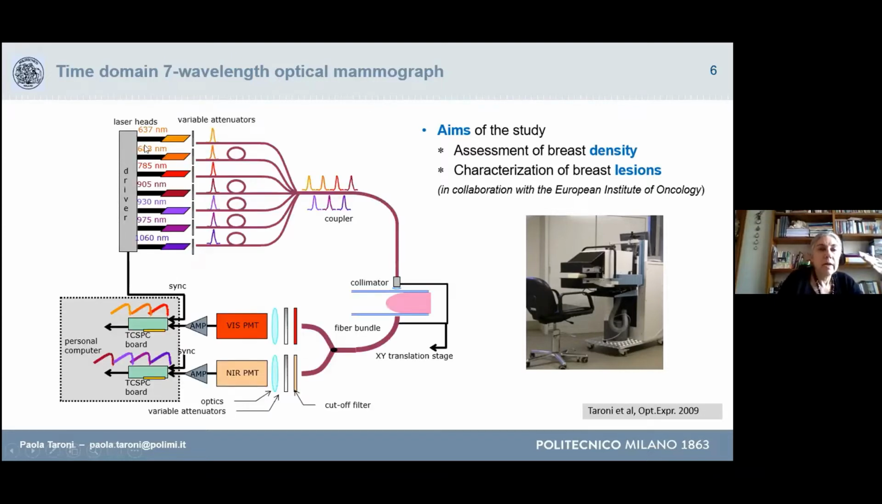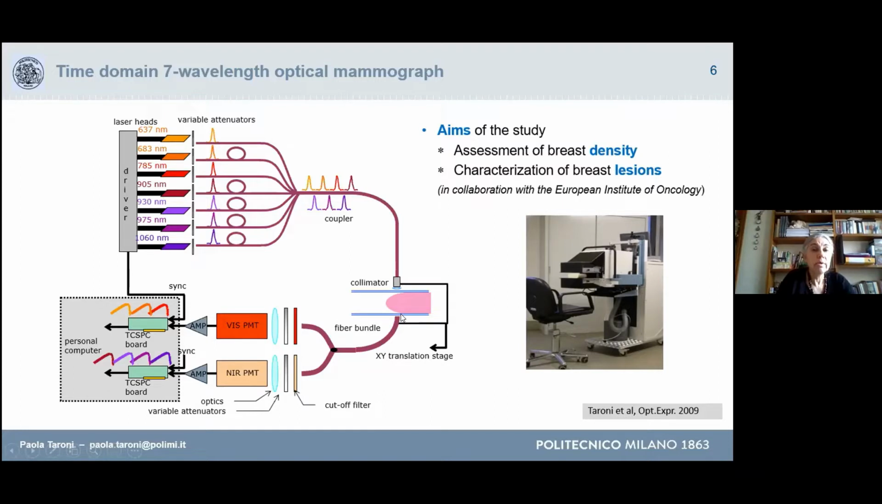The instrument exploits a 7 picosecond pulse diode laser emitting between 637 and 1060 nanometers. Pulses at different wavelengths are time multiplexed and coupled into a single injection optical fiber that injects the pulses at different wavelengths into the compressed breast. The compressed breast is raster scanned, moving the injection fiber and a collection bundle in tandem.